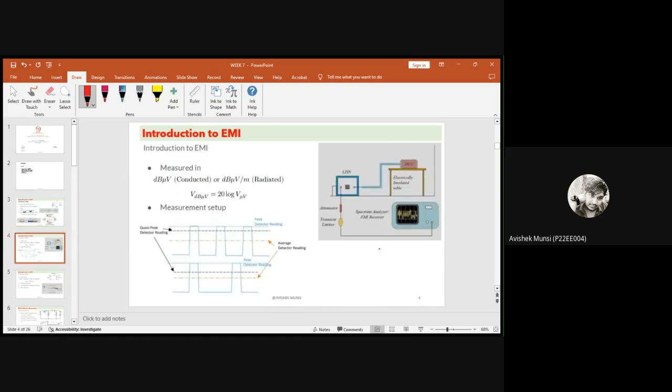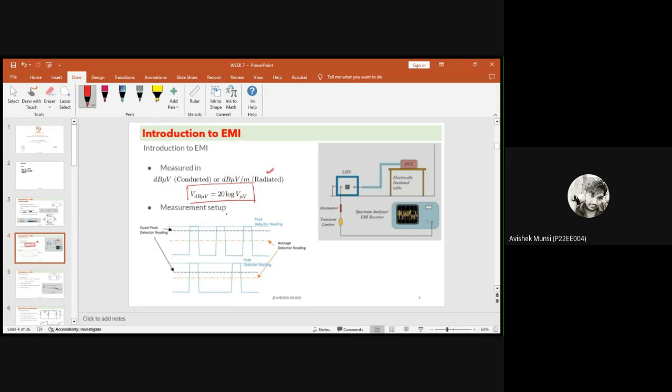If you see from the lecture, you can understand that if you measure the electromagnetic interference, this is the formula to measure the conducted EMI. The unit of conducted EMI is dB microvolt, but in case of radiated EMI, it is dB microvolt per meter, because the distance at which your measuring antenna is placed is very important in that case. So that's why you have to consider dB per meter for radiated EMI.